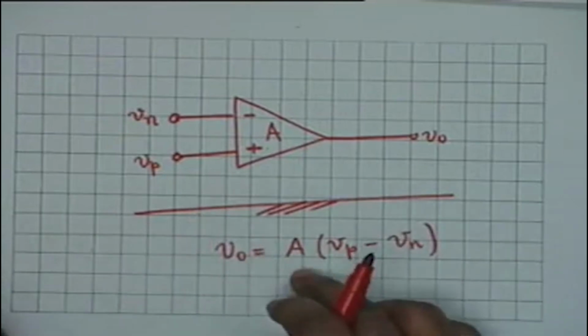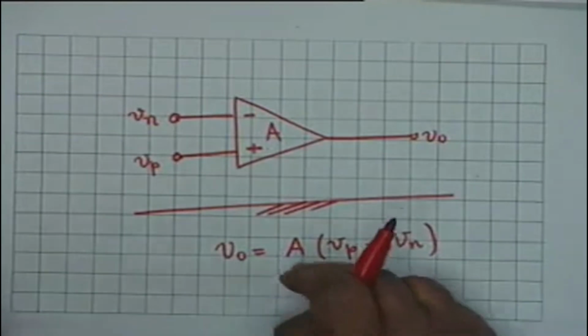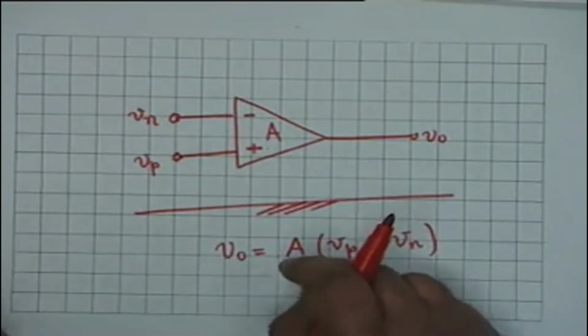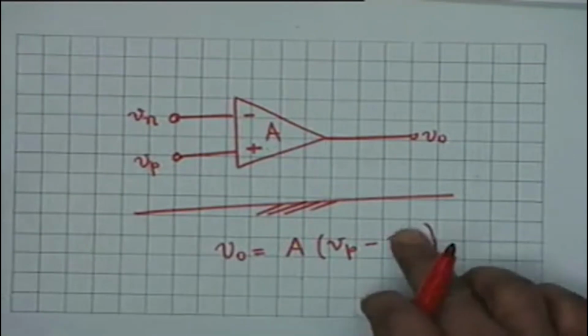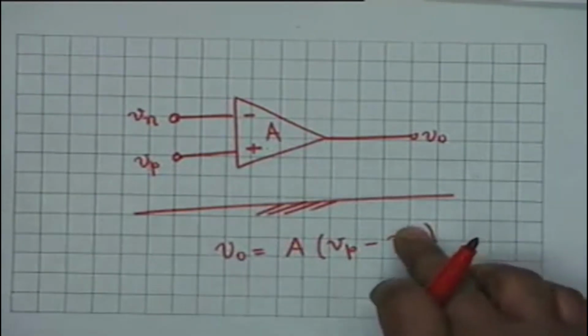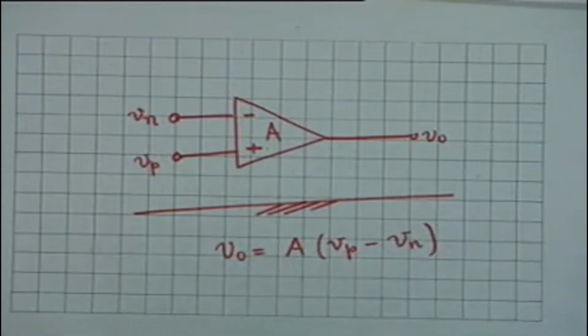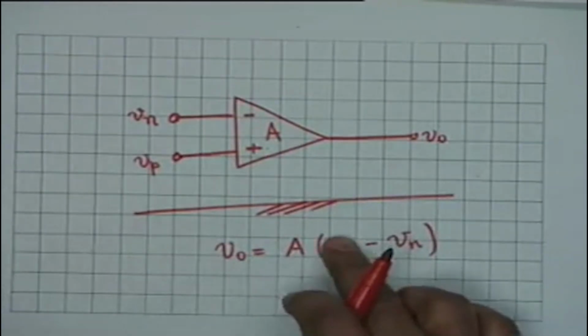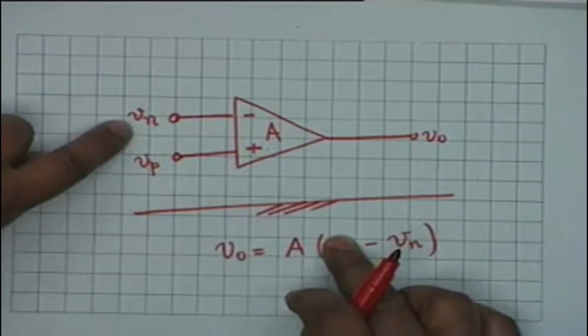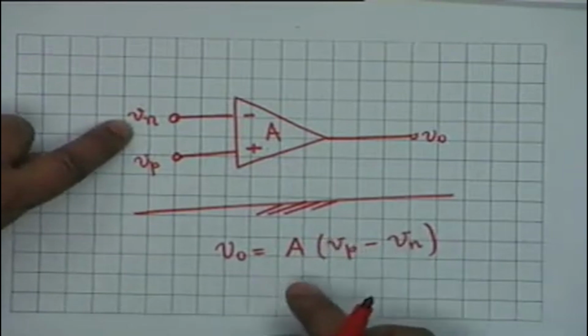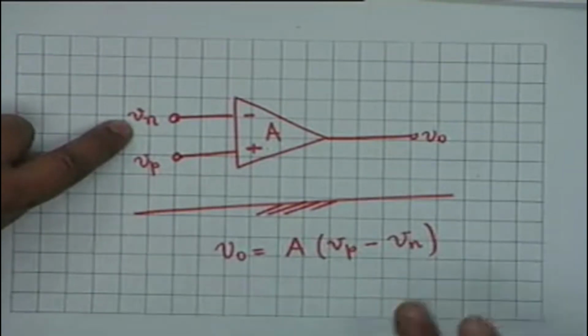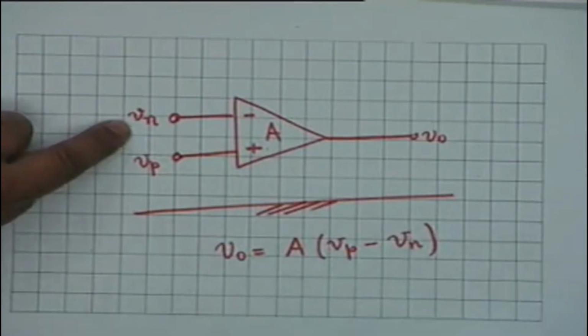As you see, capital A is a positive quantity, so that if Vn is 0 and there is only Vp, the output V0 is equal to A times Vp, which preserves the polarity. On the other hand, if Vp is 0 and you apply a voltage at the inverting terminal, then the output becomes minus A Vn, which changes the phase. So if you apply sin omega t, it would be minus sin omega t. There is a change of phase by 180 degrees.